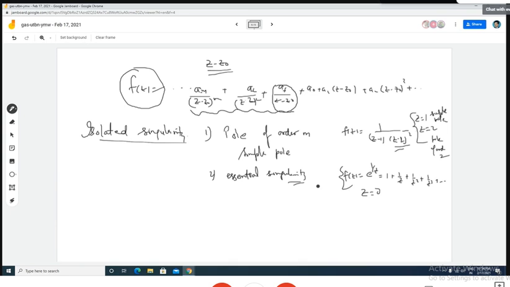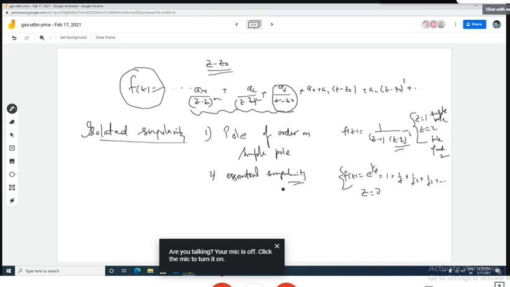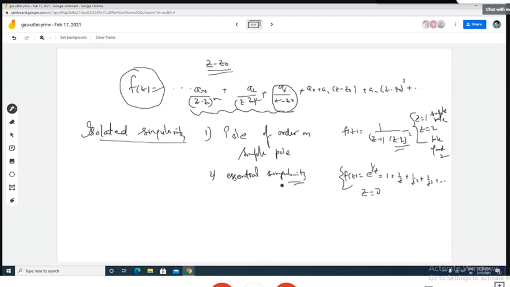So is it clear? The difference between pole and essential singularity? Yes, sir. Okay. Now I'm coming to a definition. What is called residue at an isolated singularity of the function, right? So the residue of a function. So now I'm defining what is called a residue at, first I'm defining at simple pole.